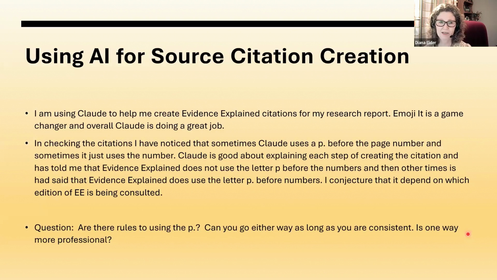All right, so another question was about using AI for source citation creation. And this person is using Claude to help create Evidence Explained citations. Happy emoji. It's a game changer, and overall, Claude's doing a great job. But in checking citations, I've noticed that Claude uses a P before the page number, and sometimes it just uses the number. It's good about explaining each step of creating the citation. It has told me that Evidence Explained does not use the letter P before numbers, and then other times it has said Evidence Explained does use the letter P before the numbers. I conjecture it depends on which edition is being consulted.